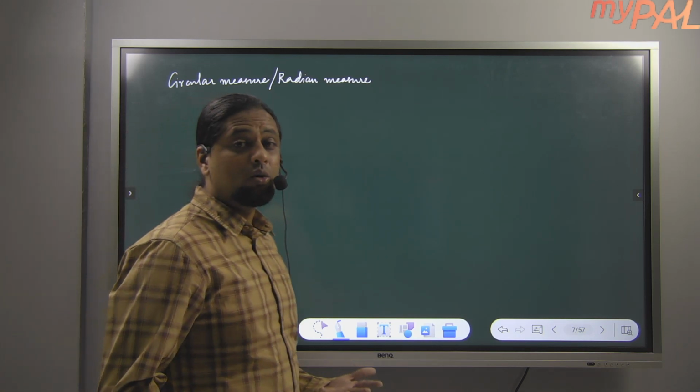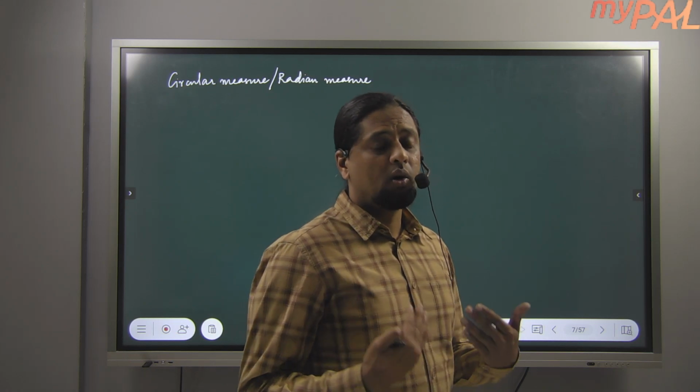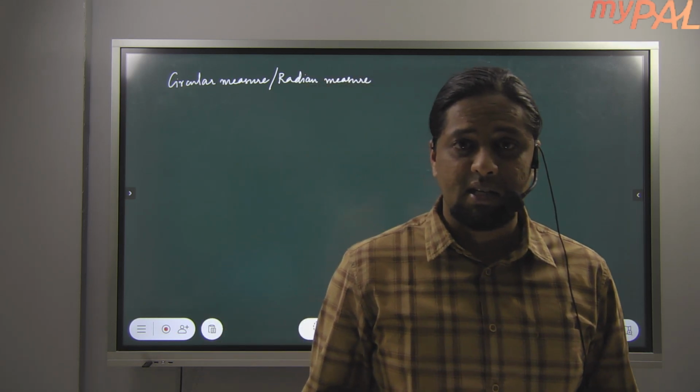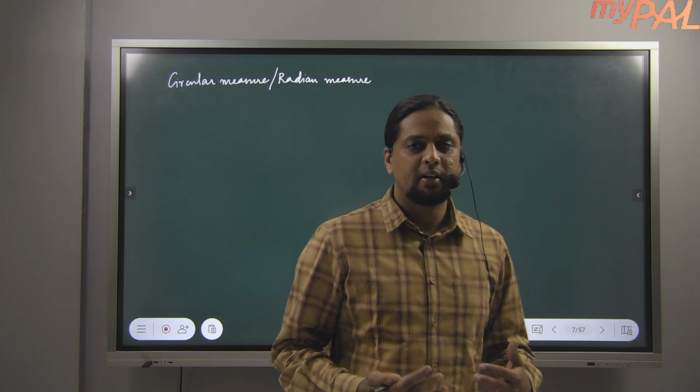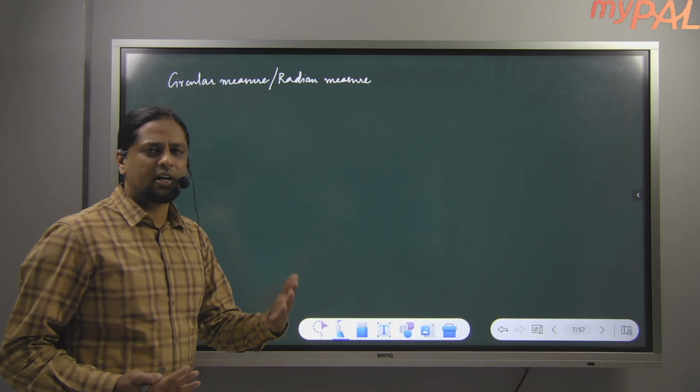What is the SI unit for angle? How do we measure angle, or what is the measurement of angle in SI units? We don't say degree is the unit. We say radian is the unit. So what is a radian? Let's try to understand.